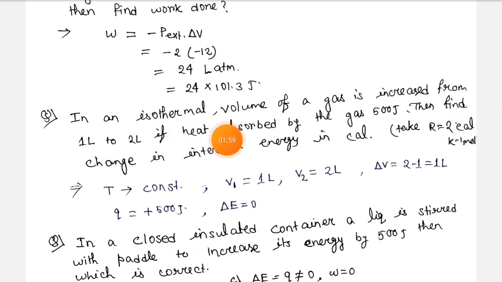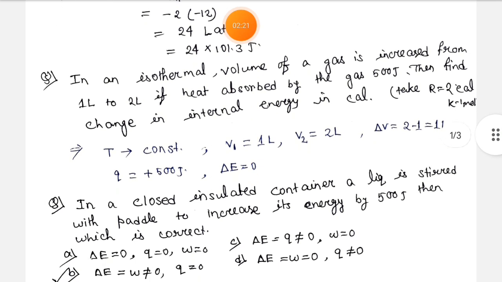Next, in an isothermal process, volume of a gas is increased from 1 liter to 2 liter. If heat absorbed by the gas is 500 joule, then find change in internal energy in calorie. Here the value of R is given, R is equal to 2 calorie per mole per Kelvin. We know that for an isothermal process, temperature is constant. V1 is equal to 1 liter and V2 is equal to 2 liter, so delta V is equal to 2 minus 1, that is 1 liter.